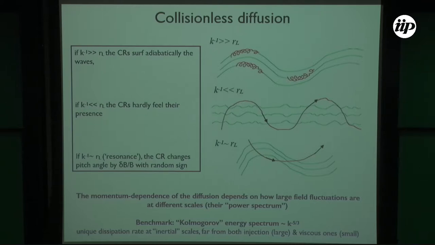So the momentum dependence of the diffusion of cosmic rays depends on how large the fluctuations are as a function of the different scales. Okay, so that's the idea that you might have in mind. So once you measure this diffusion, you are actually probing the spectrum of fluctuations in magnetized overdensities.